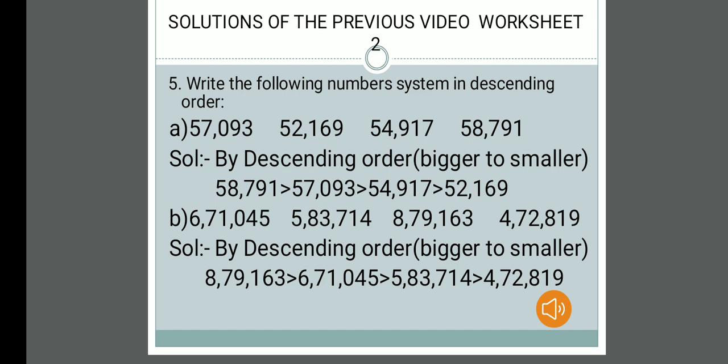6,71,045, 5,83,714, 8,79,163, 4,72,819. Here I have taken a 6-digit number system. This also we have to arrange in descending order, that is, bigger to smaller. Here the biggest number first is 8,79,163. Then comes 6,71,045. Then 5,83,714. Then at last 4,72,819.